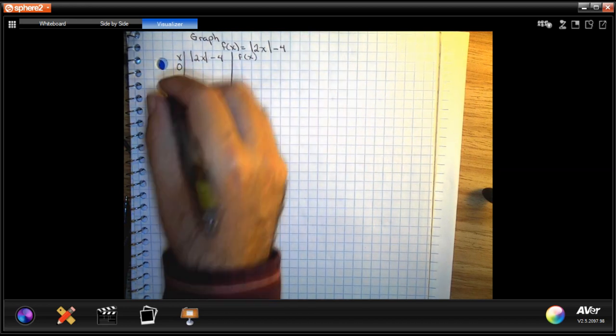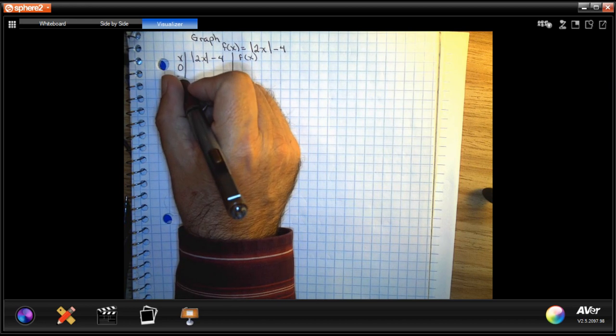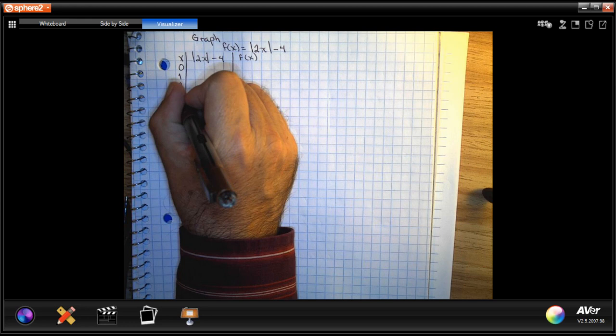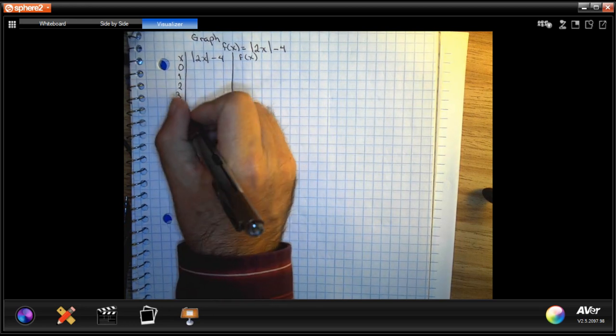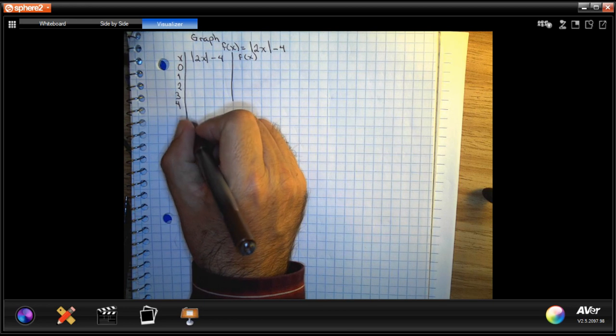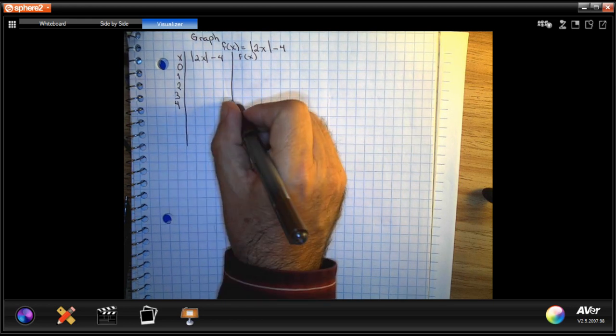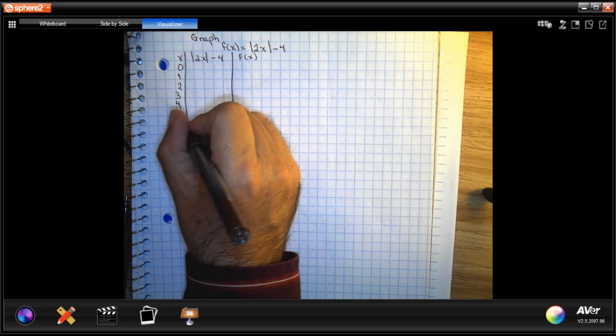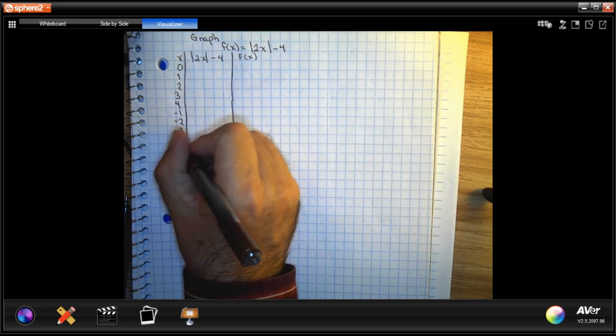I will also let x be positive values: 1, 2, 3, 4. I will also let x have negative values: -1, -2, -3, and -4.